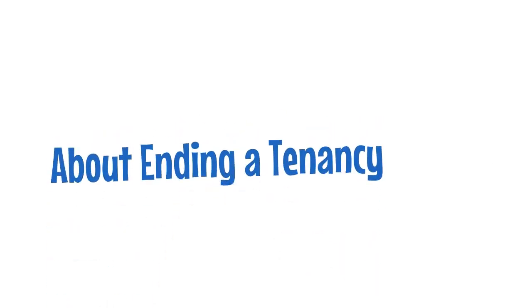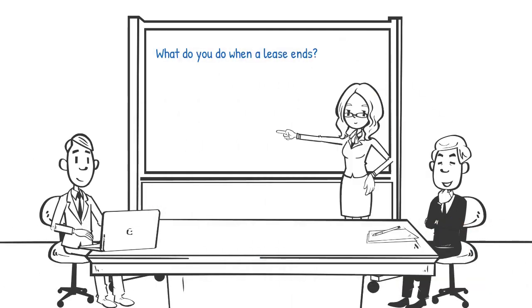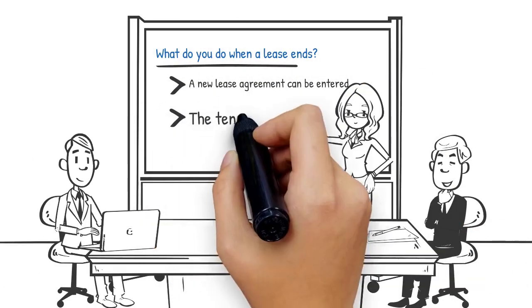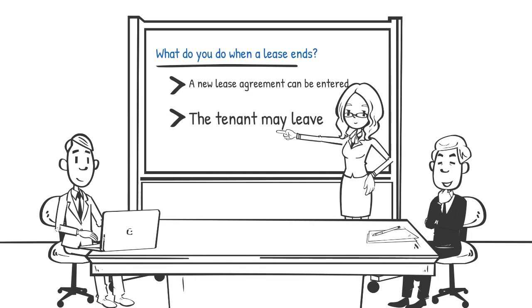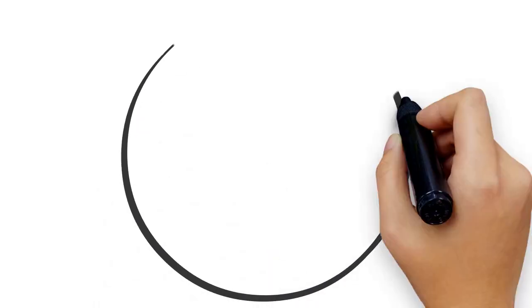About ending a tenancy. What do you do when a lease ends? When a lease ends, there are two options. A new lease agreement can be entered, or the tenant may leave. Renewing a lease.